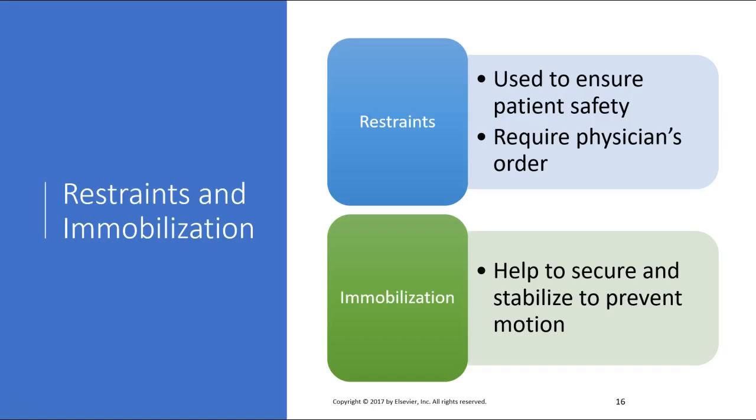All right, restraints and immobilization. So restraints are used to ensure patient safety, and it's required to have a physician's order. So very, very serious. If they order restraints, they have to be checked, I think, every 30 minutes and signed off. So if you have a patient who comes down with restraints, it'll be sent down with a restraint order that needs to be signed by you, that there's still circulation and the patient's not injured by them. And then there's immobilization. We help to secure and stabilize to prevent motion.